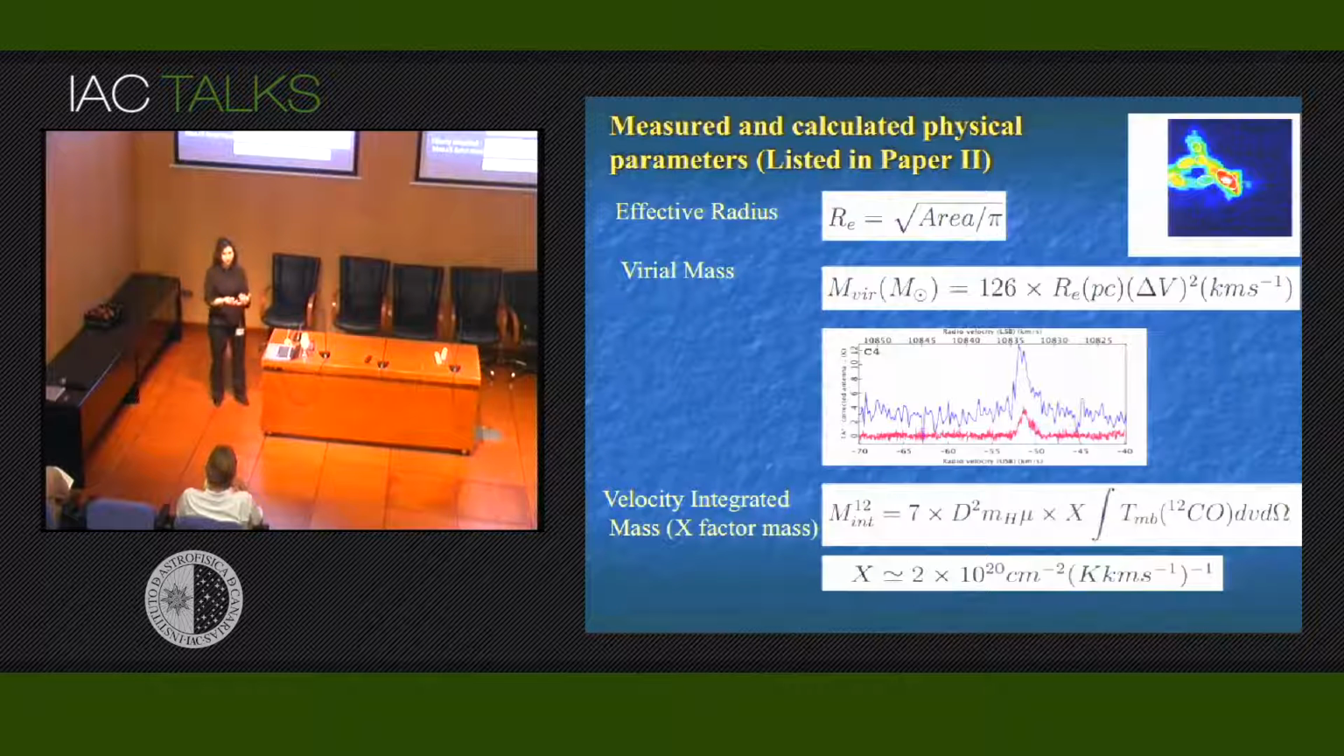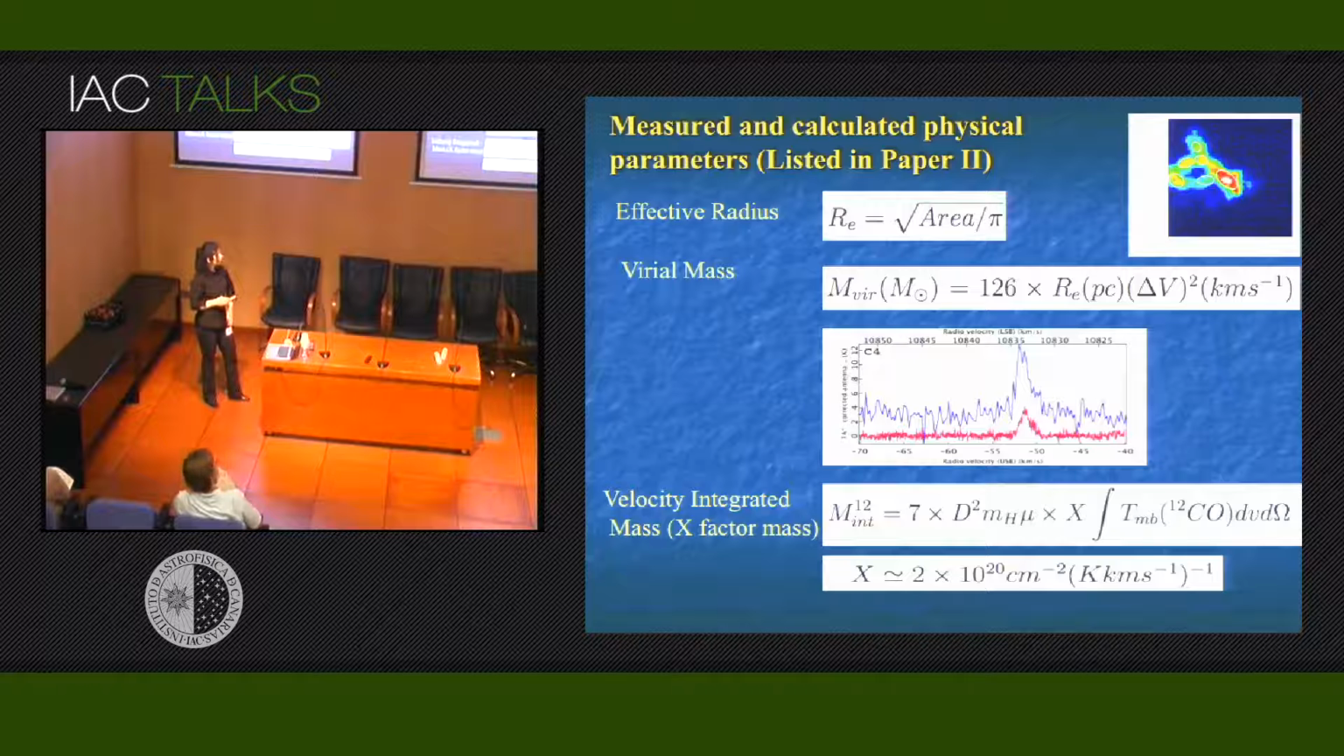If we assume that these clumps are in virial equilibrium, that the internal dynamic of the cloud is in equilibrium with the gravitational force, then we can define the virial mass based on the internal kinetic energy of the clump and the size of the clump. And so we can define the virial mass this way. But it works only for those clumps which are really in virial equilibrium, which we know most of our clumps are not.